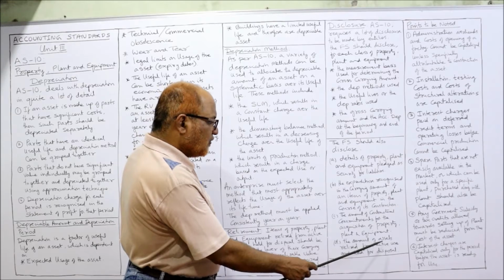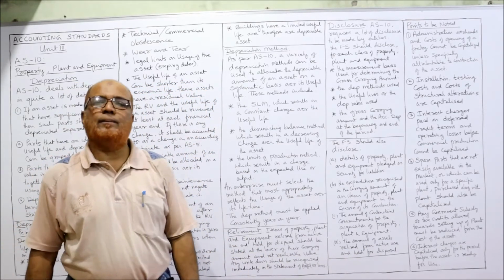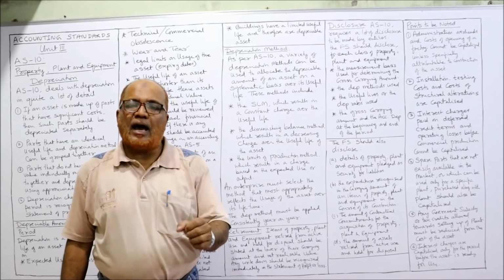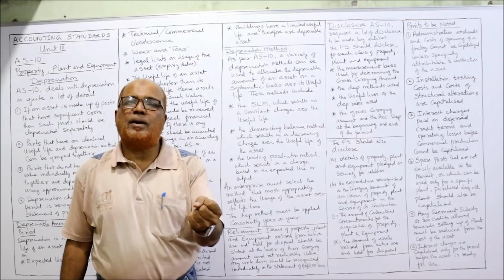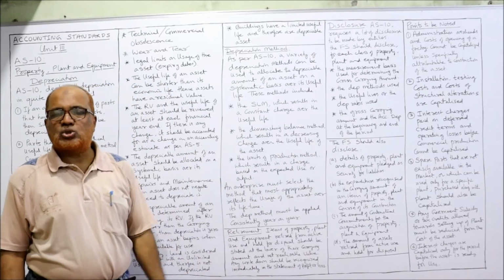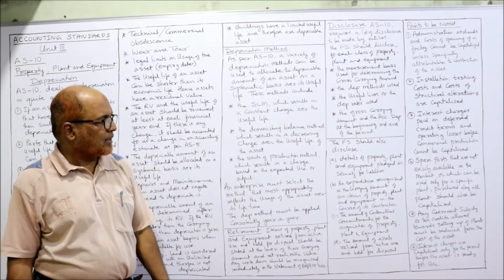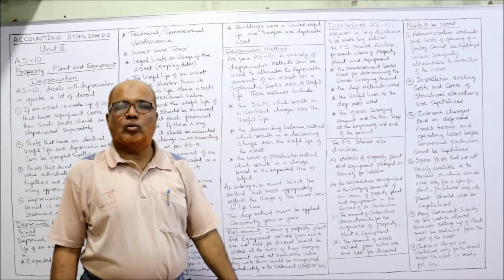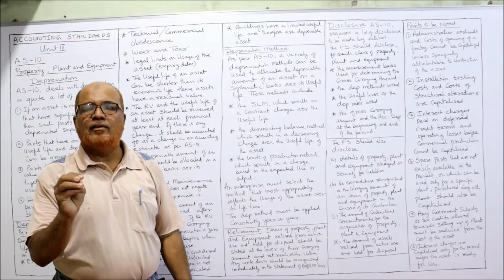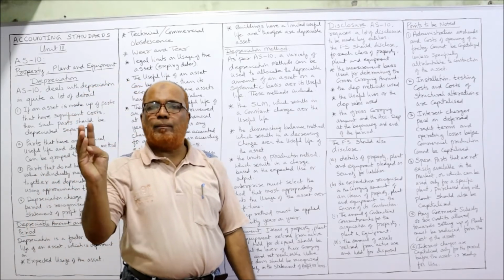Lastly, the amount of assets retired from active use and held for disposal. So what are the asset items which are retired and which are still held by the enterprise for its disposal? So these are some of the disclosures required in the section under AS10. Now, points to be noted. Last and final, a few points should be noted while recording the accounting treatment for property, plant and equipment.